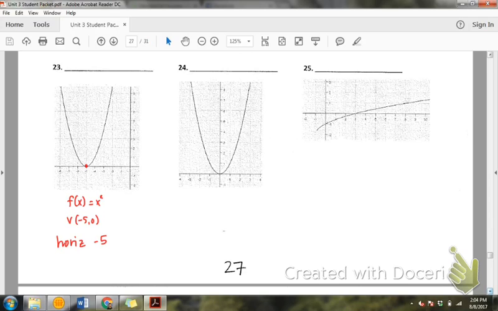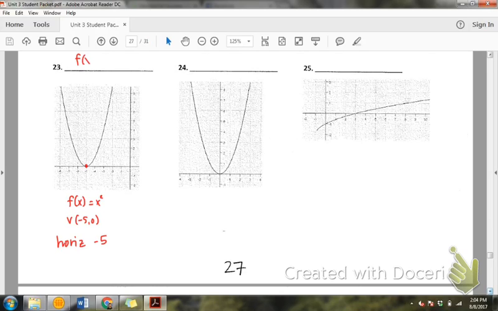Where does a horizontal shift go, Donald? On the inside or on the outside? Which one? You can use your notes to look back. Inside with the parentheses. There you go. It goes inside. But if it's a horizontal shift, what do I have to be careful about with the sign? It flips. Okay.